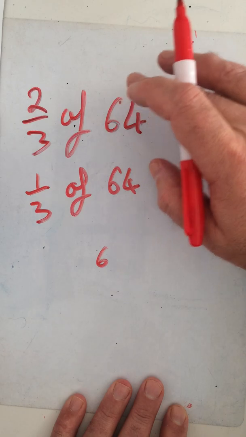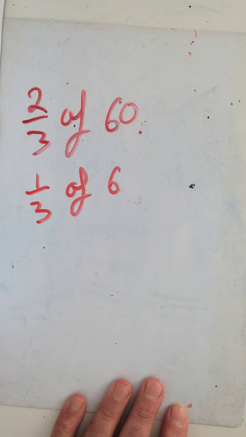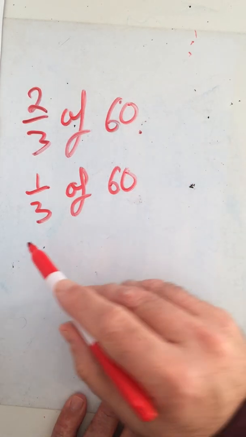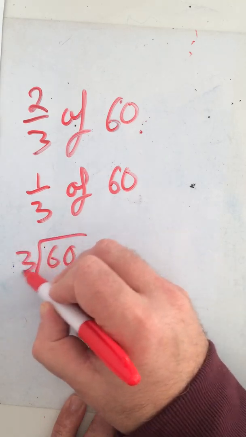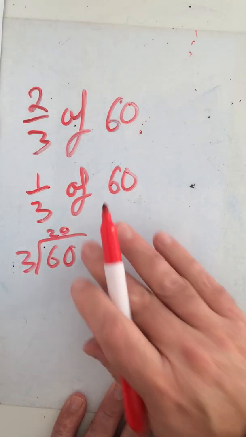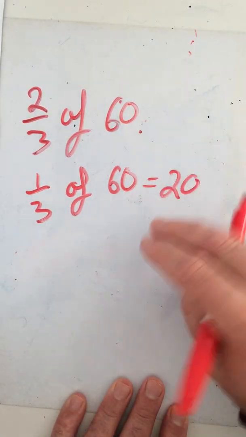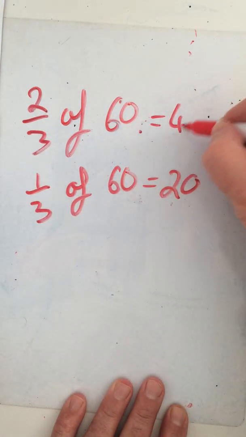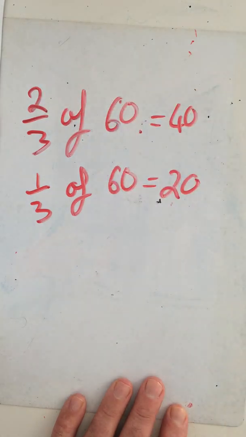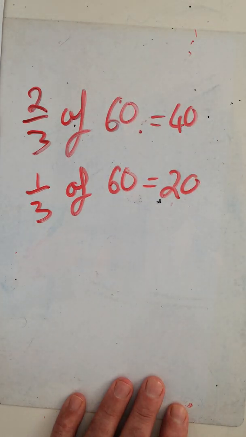Right. So let's do 2/3 of 60. You do 1/3 of 60, so it becomes 60 divided by 3, which is 20, isn't it? How many 3's go into 60? 20. So therefore 1/3 is 20, so 2/3 will be 40. You multiply it by whatever the numerator is.